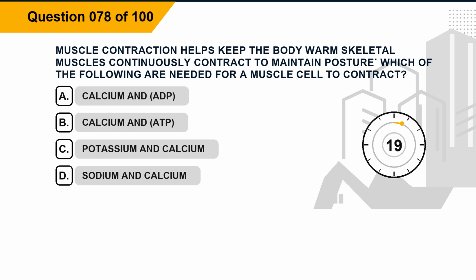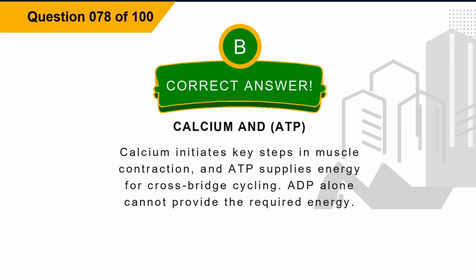Question 78. Muscle contraction helps keep the body warm. Skeletal muscles continuously contract to maintain posture. Which of the following are needed for a muscle cell to contract? Option A, calcium and ADP. Option B, calcium and ADP. Option C, potassium and calcium. Option D, sodium and calcium. The correct answer is option B, calcium and ADP. Explanation. Calcium initiates key steps in muscle contraction, and ADP supplies energy for cross-bridge cycling. ADP alone cannot provide the required energy.